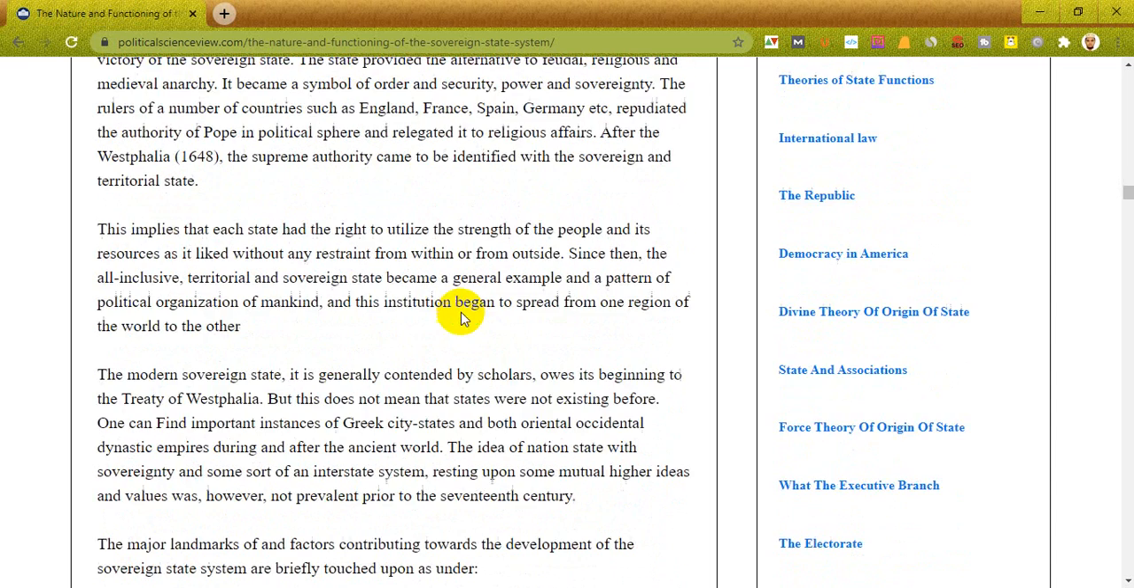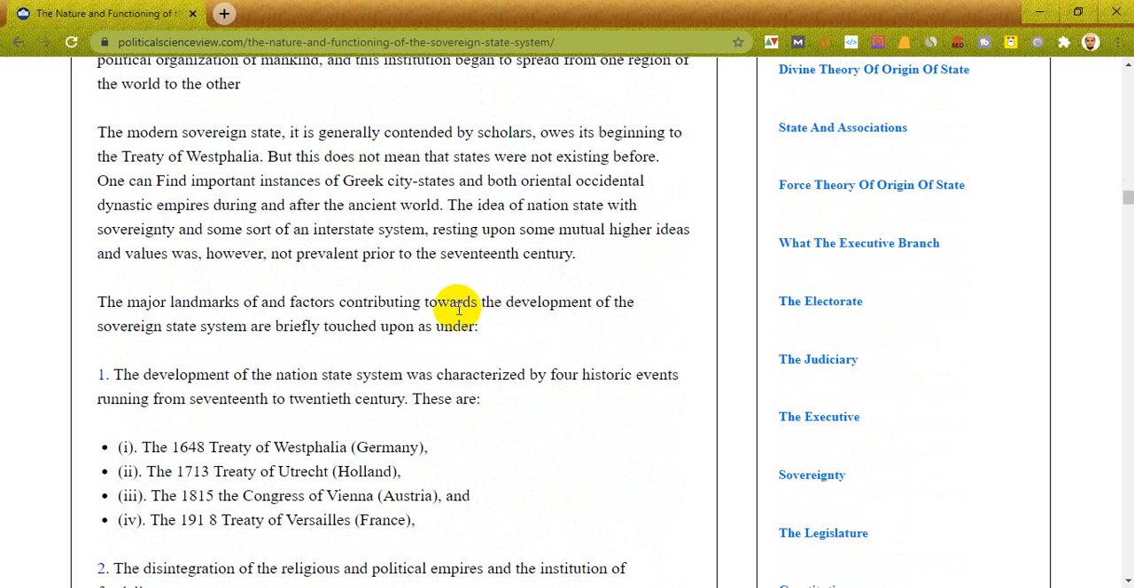The modern sovereign state, it is generally contended by scholars, owes its beginning to the Treaty of Westphalia. But this does not mean that states were not existing before. One can find important instances of Greek city-states and both Oriental-Occidental dynastic empires during and after the ancient world. The idea of nation-state with sovereignty and some sort of an interstate system, resting upon some mutual higher ideas and values was, however, not prevalent prior to the 17th century.